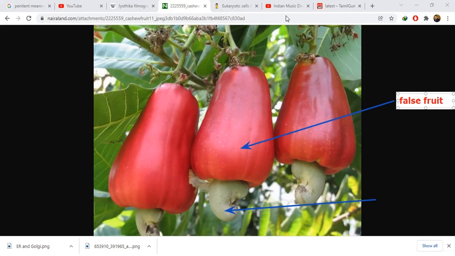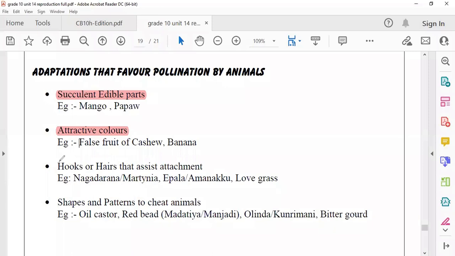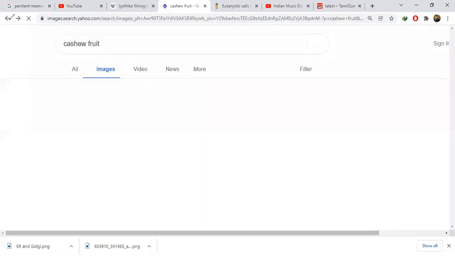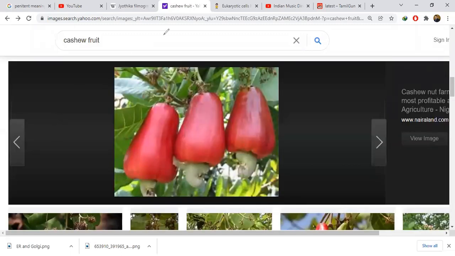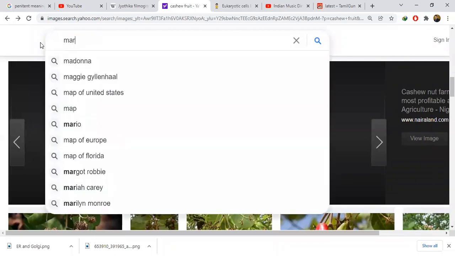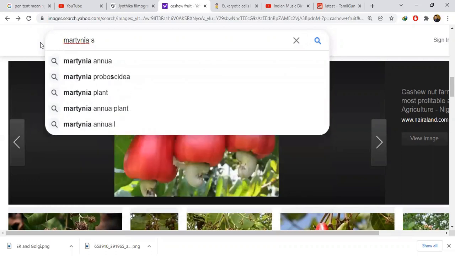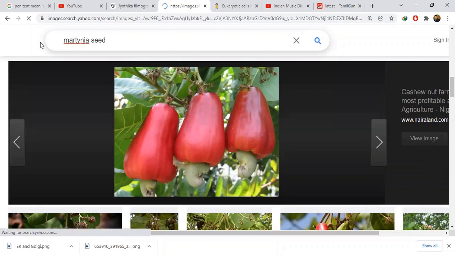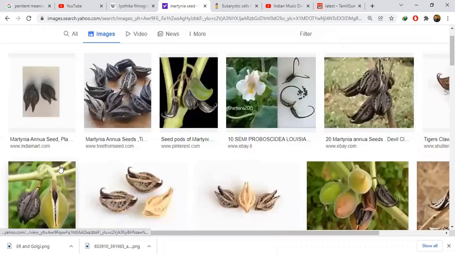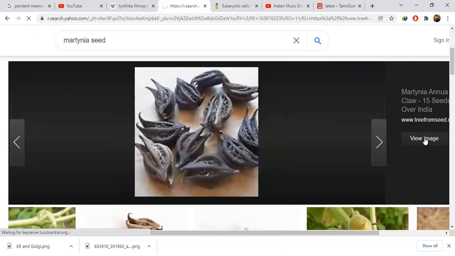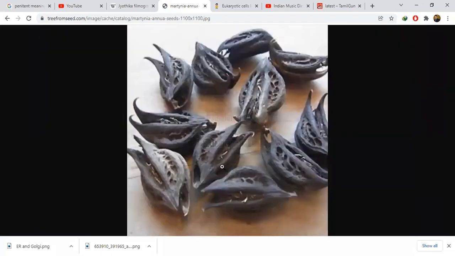Moving on to the next one, having hooks or hairs that assist attachment to the animal body. One example given to you is Naga Dharana. The Sinhala word is Naga Dharana. The English word is Martynia. On the internet, we have to search it as Martynia seed. This is the Martynia seed. You can see it has the shape of the head of a cobra.